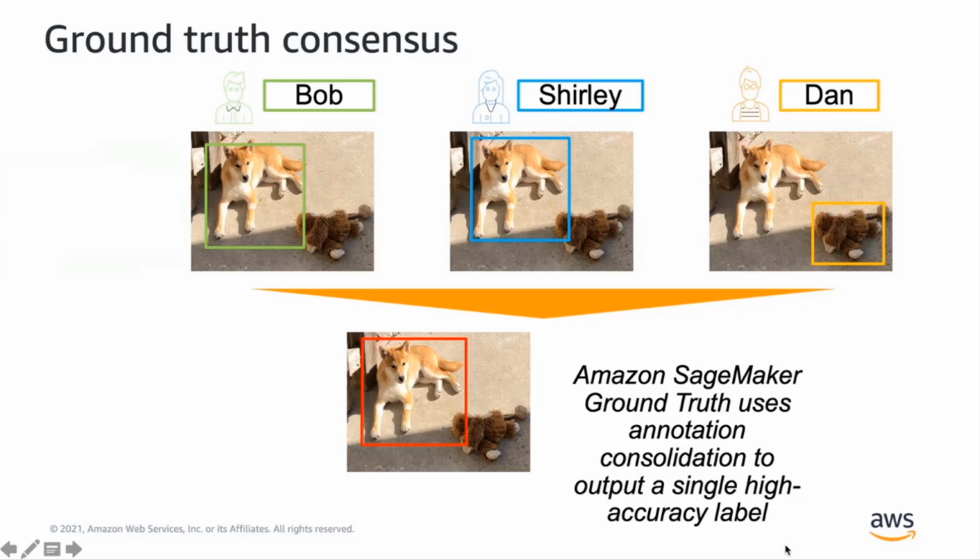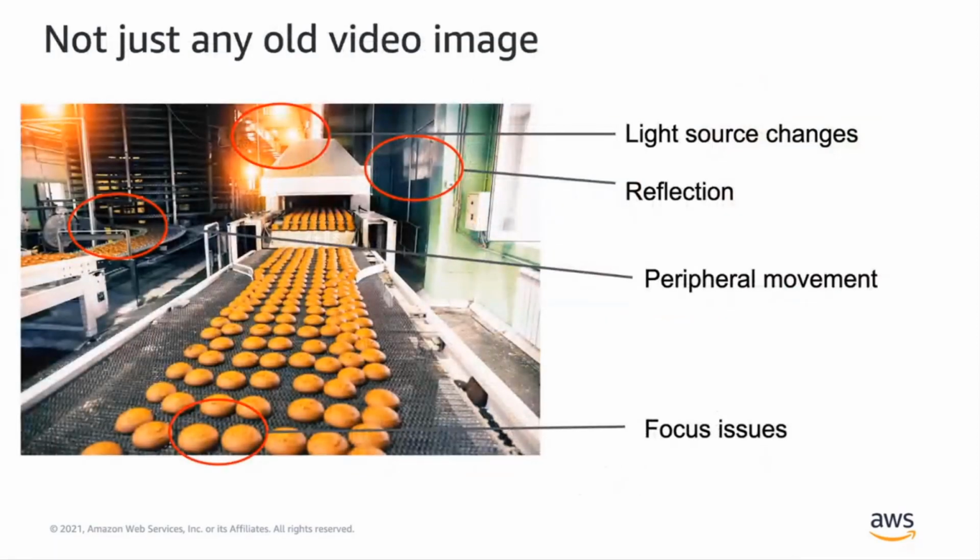Now, SageMaker Ground Truth can actually take those validations and go with a consensus on it to say, actually, you know what, that's a dog. But okay, so we've got dogs and monkeys, brilliant. How do we apply that? How do we actually get that into something that's useful, like our biscuit factory?